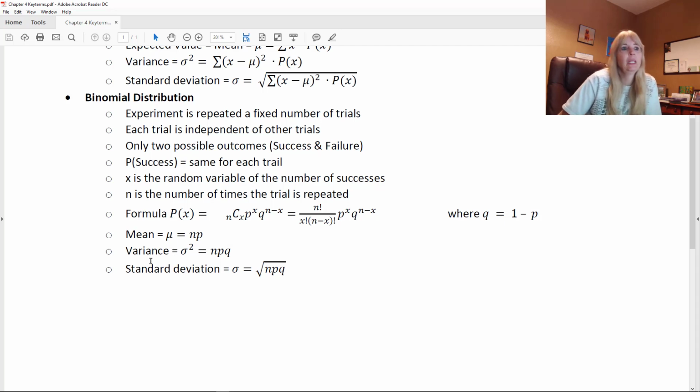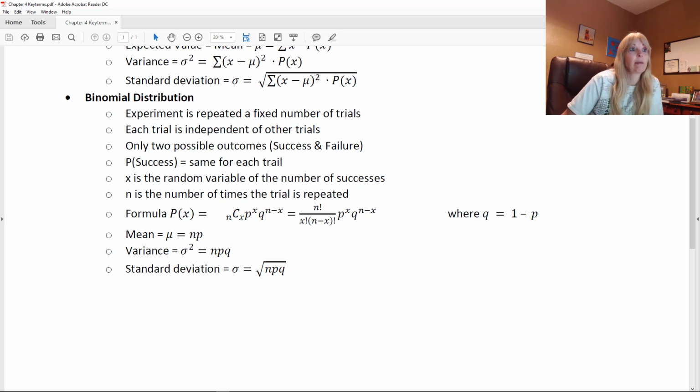How do you find the mean, the variance, the standard deviation of a binomial distribution? The mean is just the number of trials times the probability of success, P. Variance is N times P times Q. And then, of course, the standard deviation, you square root that value.